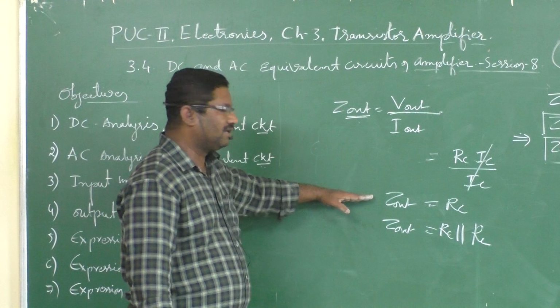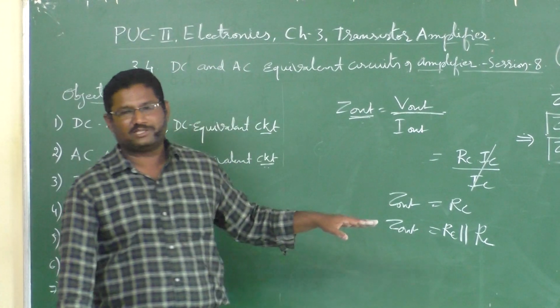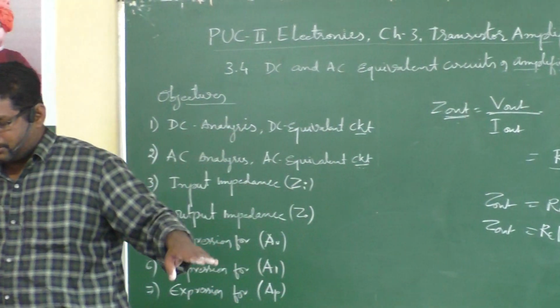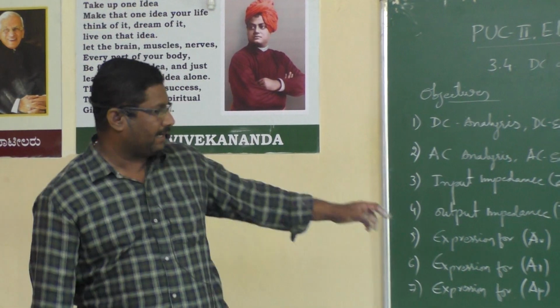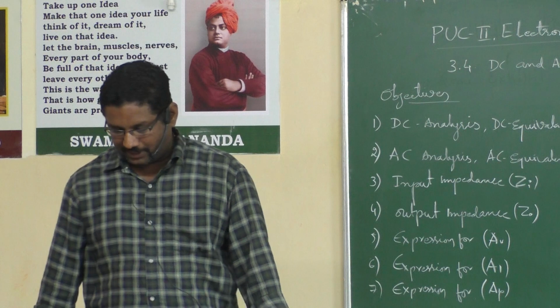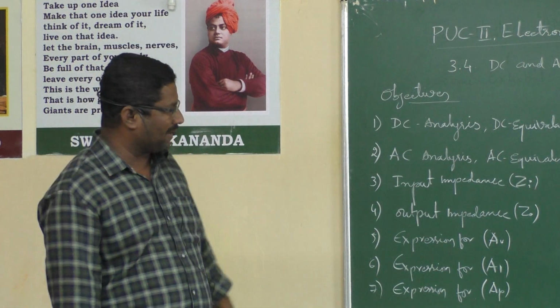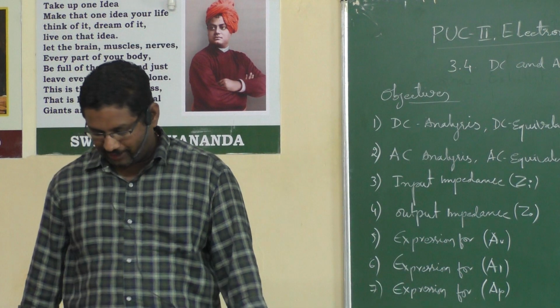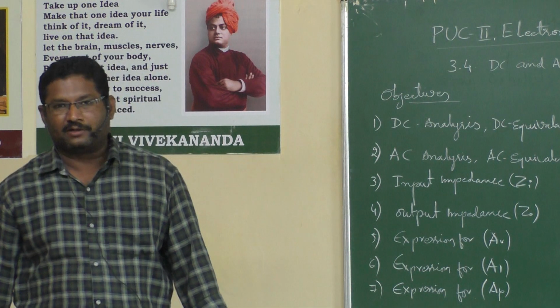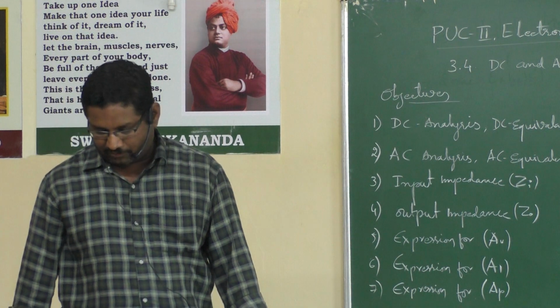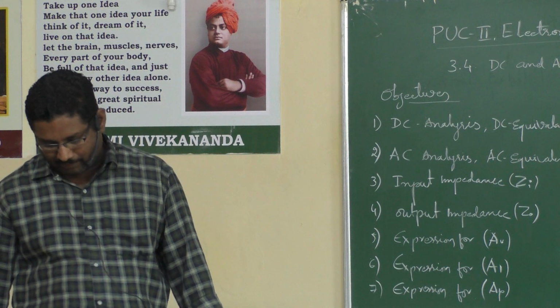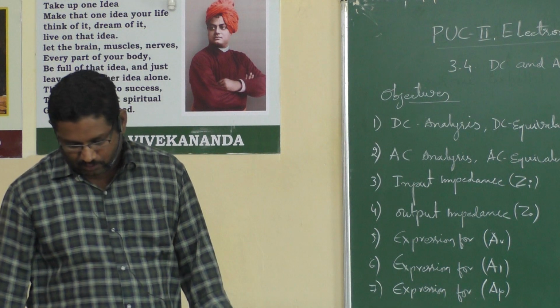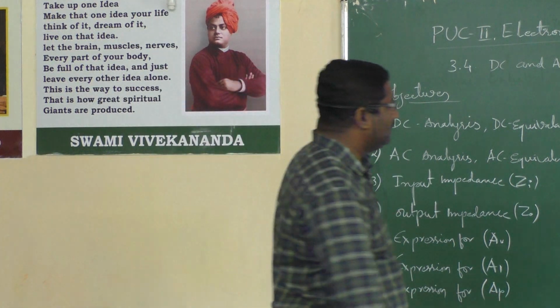You can use this one or you can use this one. So whatever the value is given across the resistance, that is also known as RC, and otherwise we can calculate RC multiplied by RC parallel with RL, whatever the product value is, so that we can have there. And then we have expressions for the voltage gain, current gain and power gain. So AV is equal to output voltage divided by input voltage.